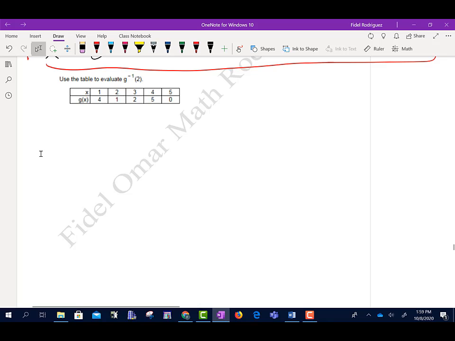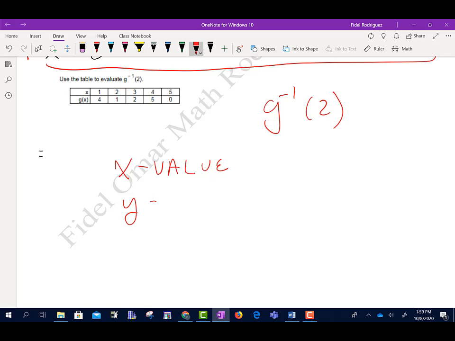All right. So the last problem here out of 4.1 says, use the table to evaluate G inverse of 2. G inverse of 2. What does this mean? This means I'm looking for the x value when the y value of G happens to be 2. So here's the y, here's G, right? This is my function G. Here's the y value being 2. What was the x value that sent me there? 3. Okay.